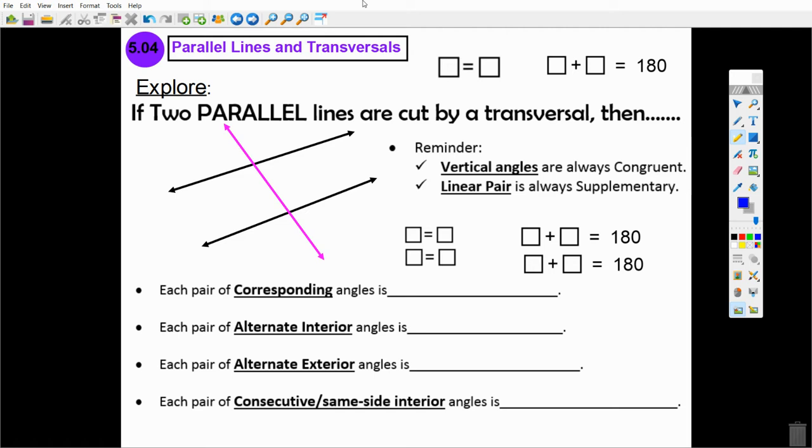So for our explore, what I'd like you to do is draw these boxes on your page. Put box equals box. And again, two boxes where you have addition in the middle. So one box plus one box equals 180. Because these are the two things that occur with parallel lines cut by a transversal. Either two angles are going to be equal to each other in algebra, or they're going to be supplementary. They're going to add up to equal 180.